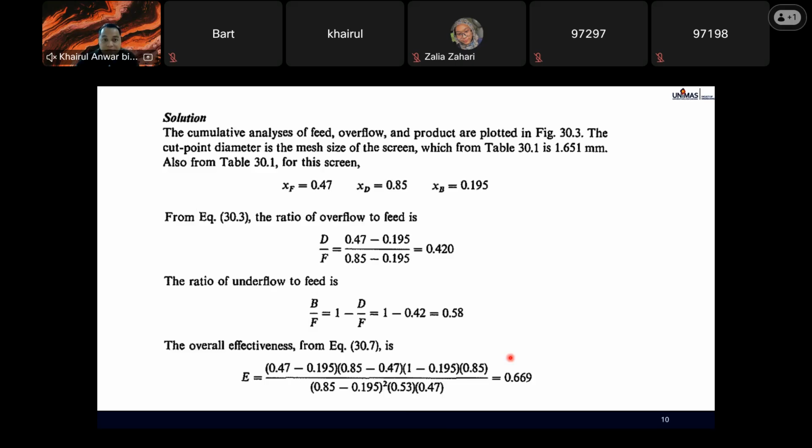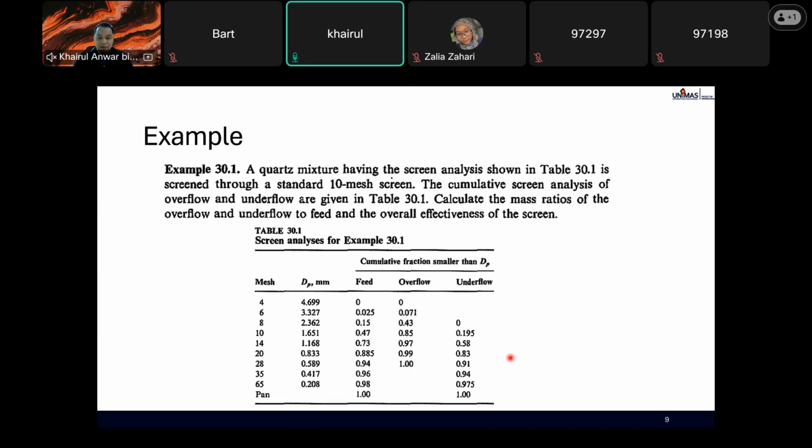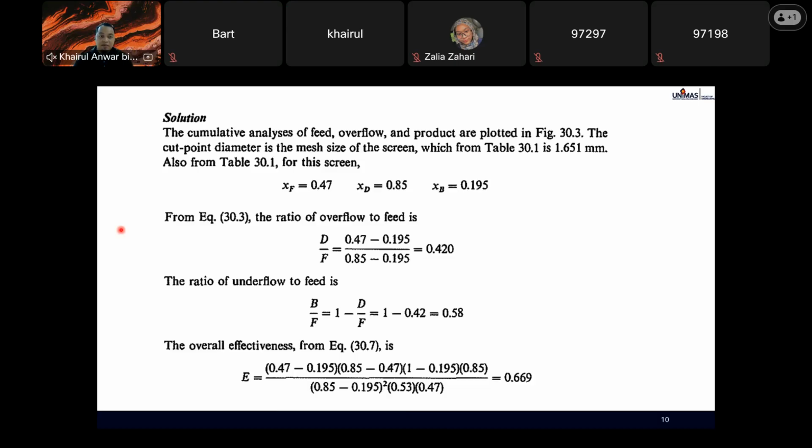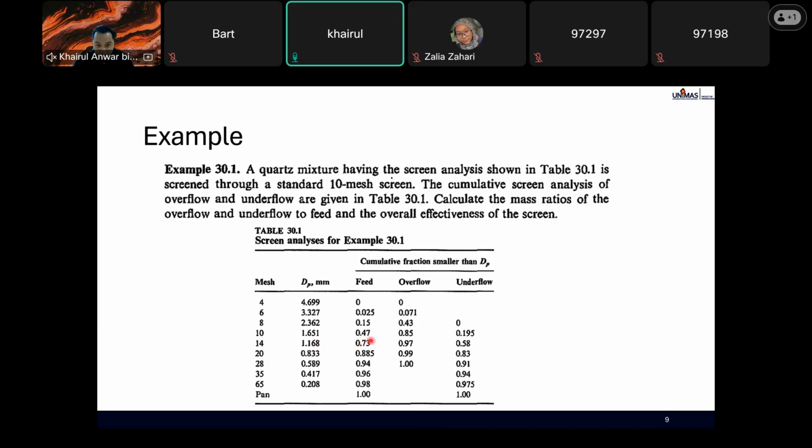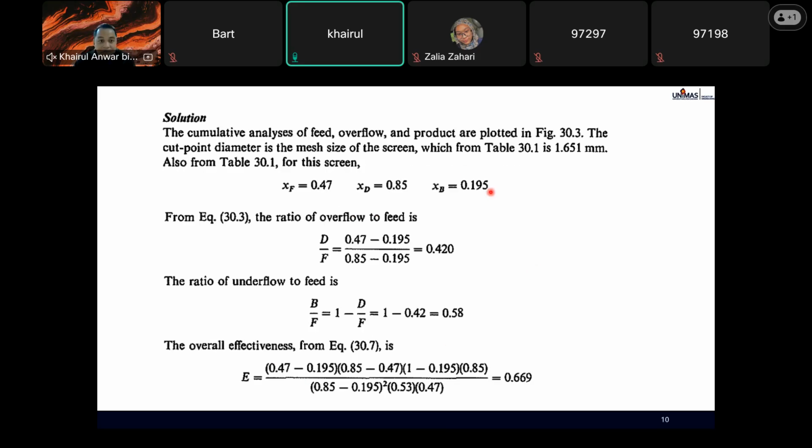The cumulative analysis of overflow and underflow is given. The cut point diameter is the mesh of the screen, which from table 21 is 1.651 mm for mesh 10. So from table 21 for this screen, the XF is 0.47. So XD is 0.85, XP 0.195.